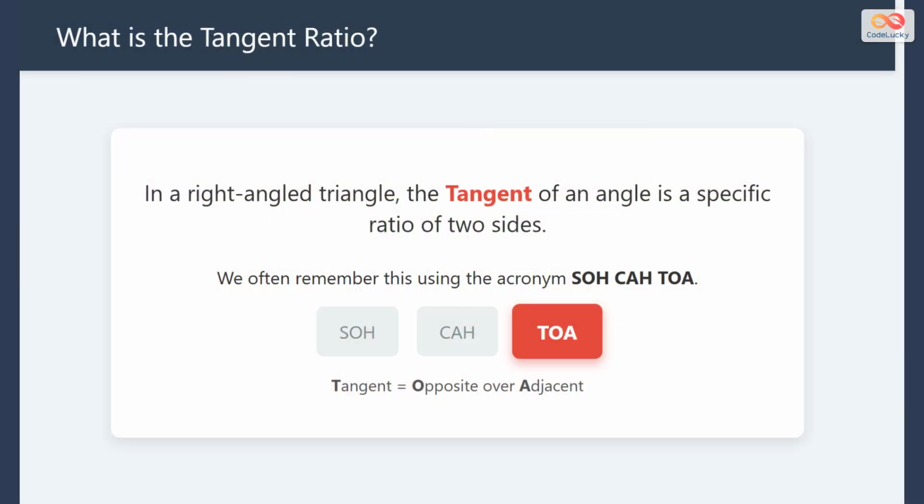First, let's understand what the tangent is. In a right-angled triangle, the tangent is simply a ratio comparing two specific sides. You might have heard the memory aid SOH CAH TOA. The TO part stands for tangent equals opposite over adjacent.